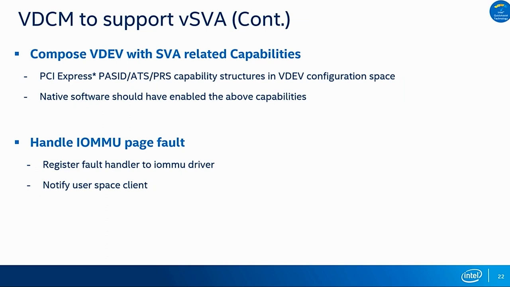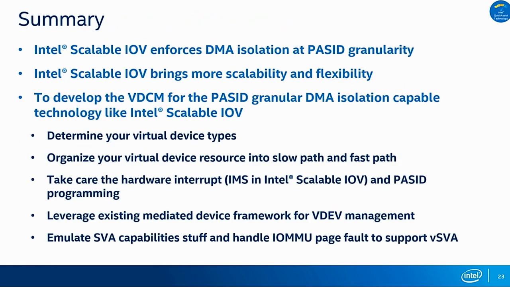And also, since VDCM has exposed the PRS capability to guests, it also needs to help handle the potential IOMMU page fault, which may be due to a non-present page in the guest. For example, VDCM needs to register a handler to the IOMMU driver, which is introduced in the current SVA patch set. And also, it needs to notify a user space client like QEMU, and further inject the fault into the guest. Okay, with this work, we can make scalable IOV work with SVA well.